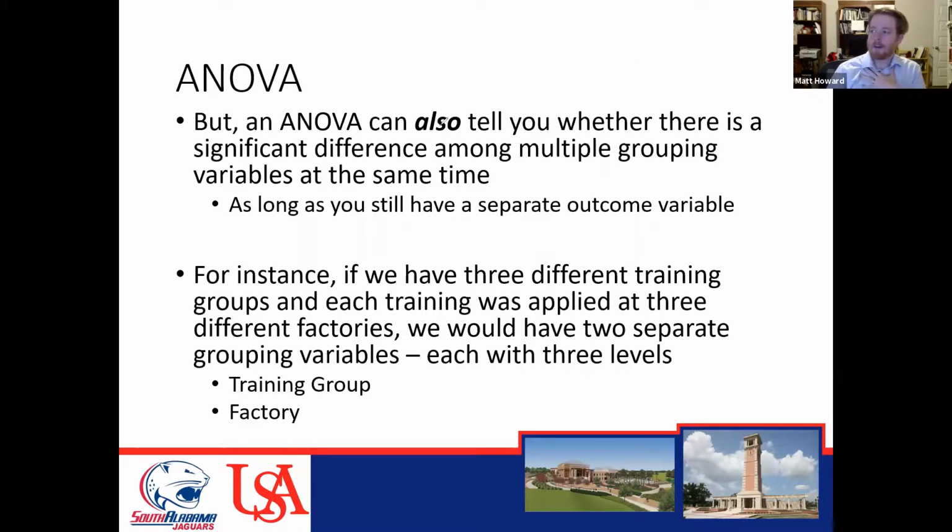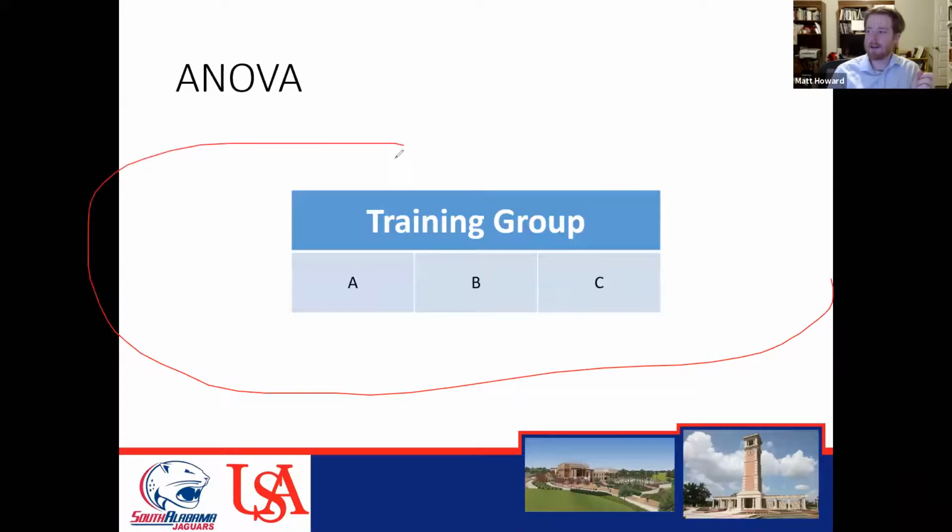However, ANOVA can also tell you whether there's a significant difference among multiple grouping variables at the same time. And this is called a two-way ANOVA. What we just looked at on the prior slide, that's what we would call a one-way ANOVA, when we have one grouping variable and we're trying to see the difference among the groups for that one grouping variable.